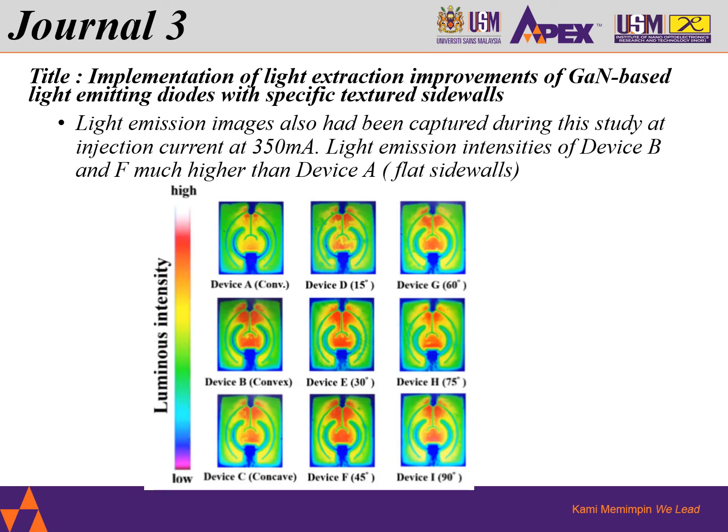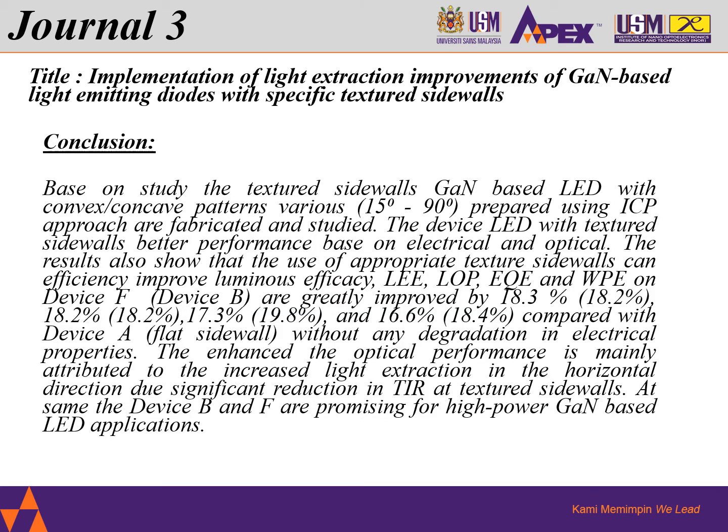Another characteristic that we measured is the light emission image captured during this study at an injection current of 350 milliampere. Based on the graph below, device B is higher than device A. The last portion of Journal 3 is the conclusion.